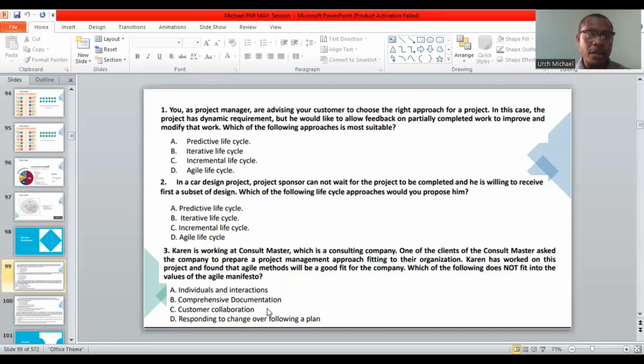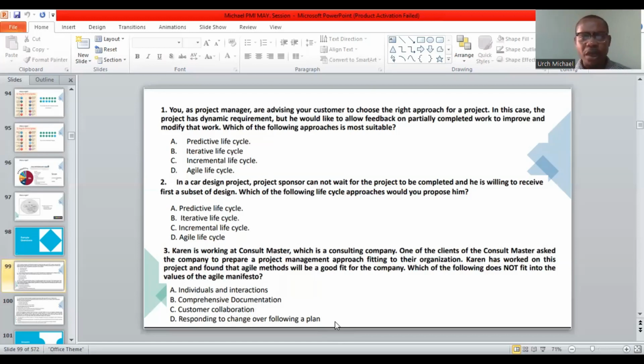So number 1 is individuals and interactions. That is actually part of it. Comprehensive documentation, that is not part of it. Comprehensive documentation is a predictive process. Let's look at the others. Customer collaboration is well encouraged in an agile life cycle. Then also responding to change over following a plan, that is perfect.